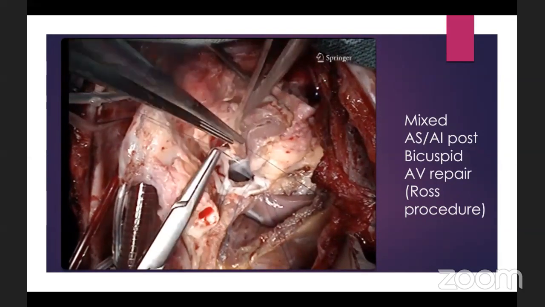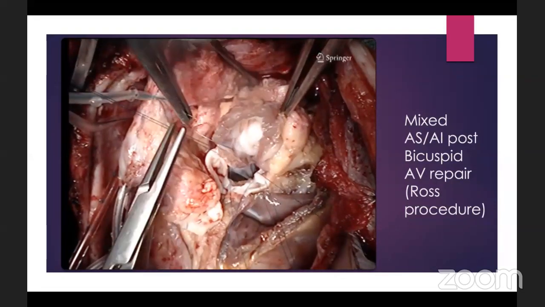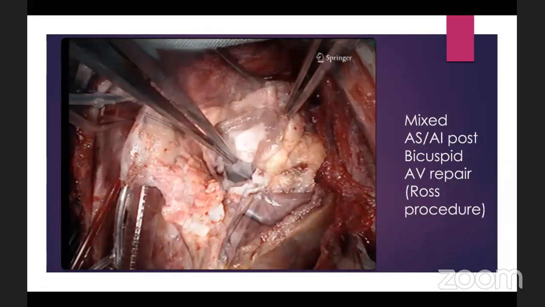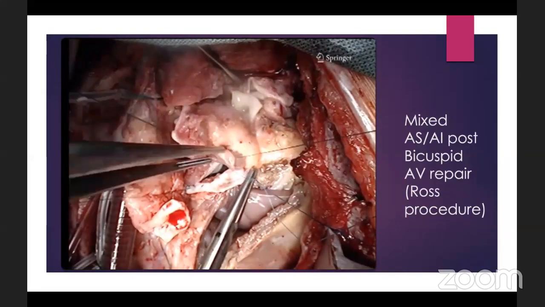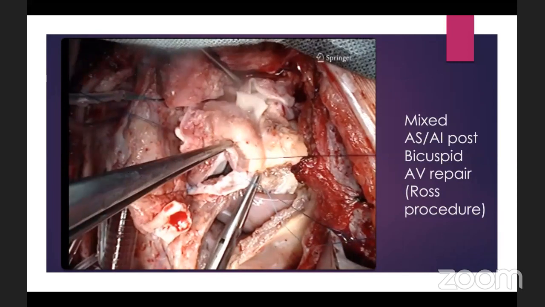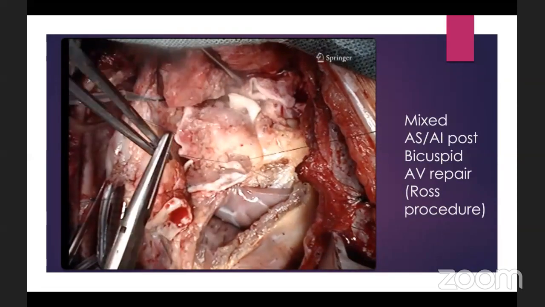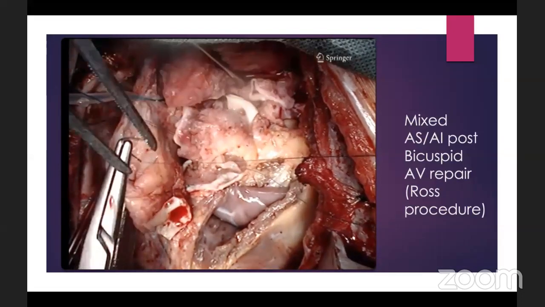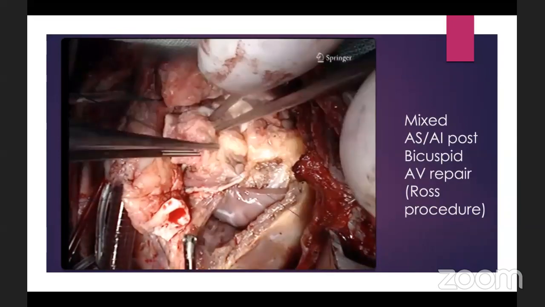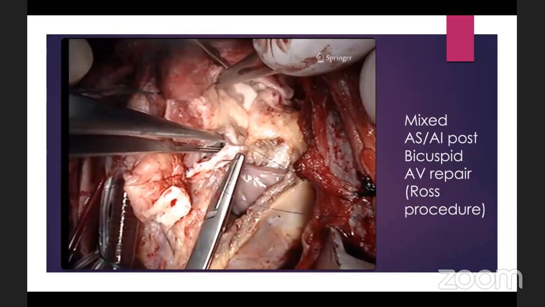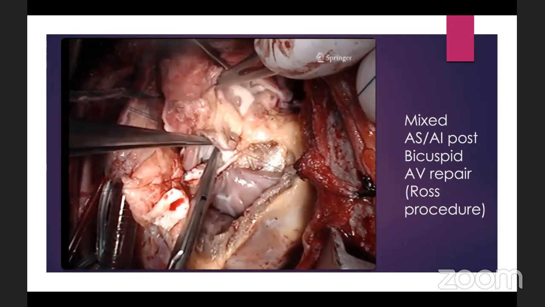People do this part differently. Some people use pledgeted sutures. Some people use simple interrupted Prolene sutures. I personally use a running technique, but I reinforce the septal area with pledgeted sutures. Some people implant this in a Dacron graft, especially in older kids and adults, to prevent root dilatation, and then implant sort of a composite autograft in a Dacron tube.